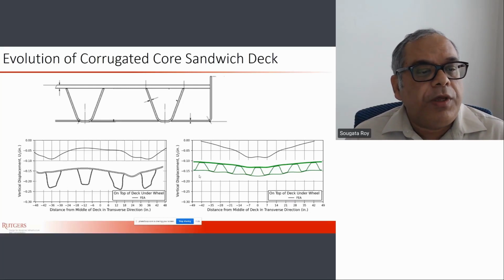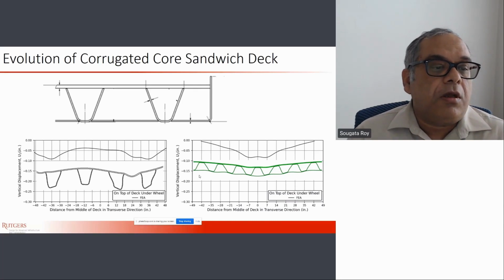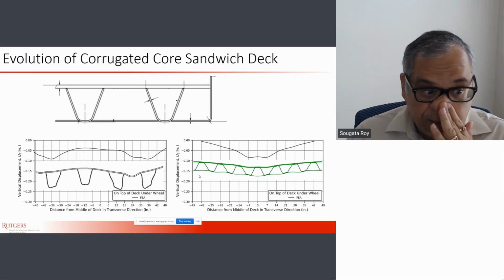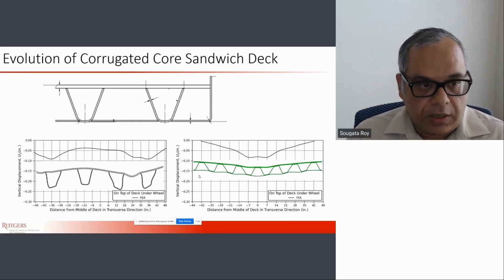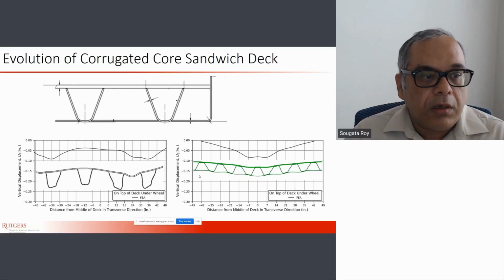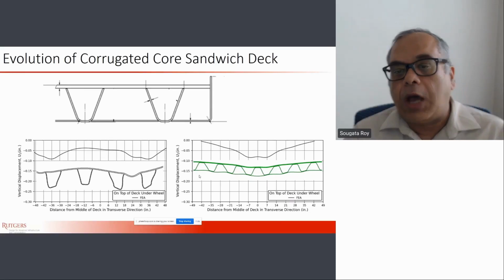Now, what happens if we connect the orthotropic deck at the bottom? That means we have the bottoms of the deck ribs now connected together with a plate. Then it becomes a closed section, kind of a core in the middle. We can call it a corrugated core. And then the stiffness of the deck goes up.